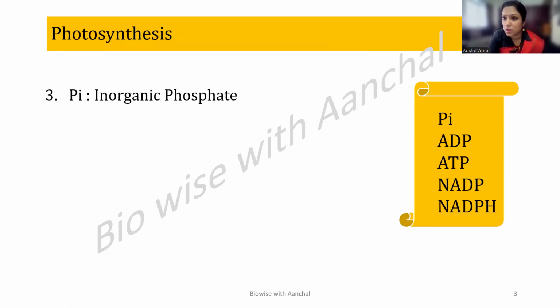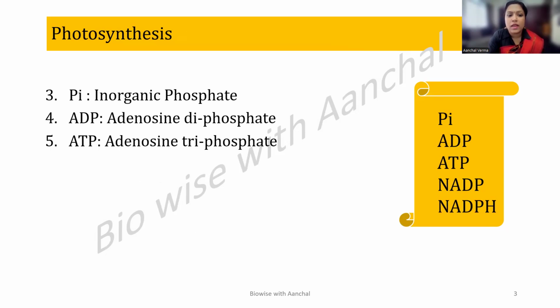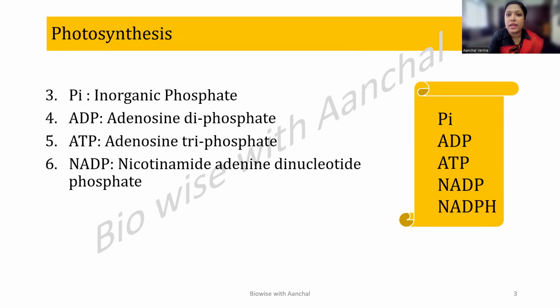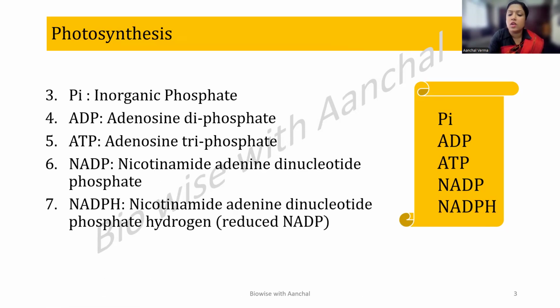PI is inorganic phosphate. ADP is adenosine diphosphate. ATP is adenosine triphosphate. NADP is nicotinamide adenine dinucleotide phosphate. And when H is added to it, it means it is a reduced form. You know in chemistry, right? Hydrogen is added, that is the reduced form. So either you write nicotinamide adenine dinucleotide phosphate hydrogen or reduced NADP. It will be better you go with the alphabets and you write nicotinamide adenine dinucleotide phosphate hydrogen.